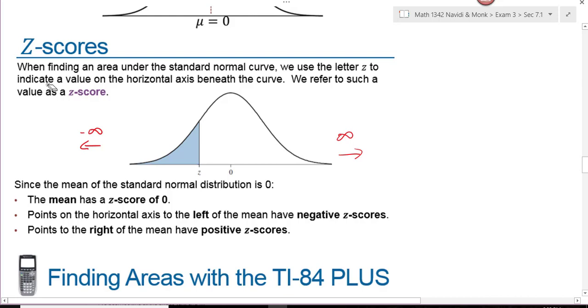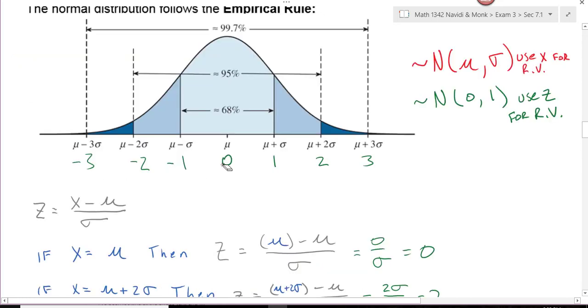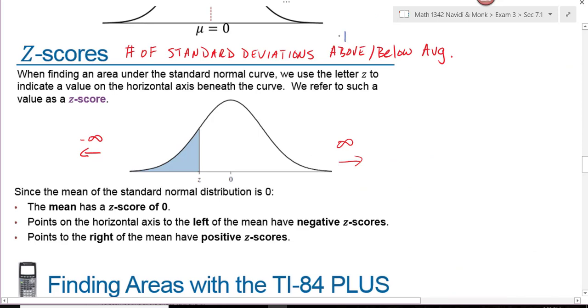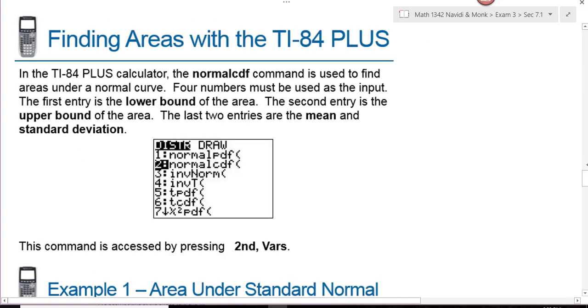I also want to point out the definition of z-scores, and I don't think that it's given right here. Z-scores are simply the number of standard deviations a particular data value is above or below average. If we look back here, we said average is the mean, that's 0 in the middle. Our z-scores are positive when we go off to the right because we're above average. Our z-scores are negative off to the left when our data values fall below average. And I've already mentioned how we find the area with the TI-84: we hit second vars and then select number 2, the normal CDF.